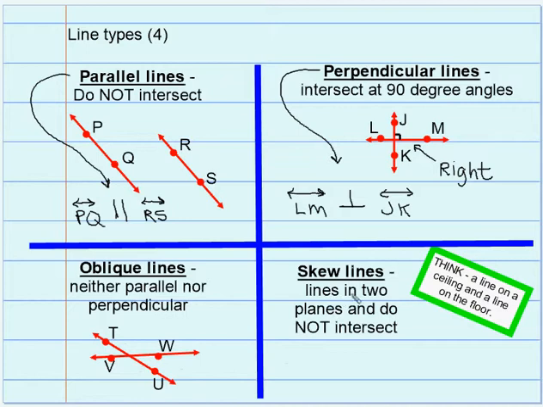And skew lines are lines in two planes, and they do not intersect. So if you think of a line on the ceiling and a line on the floor, the ceiling is a plane, the floor is a plane. If you have a line in each of those, they'll never intersect. That's what we're talking about with skew lines.